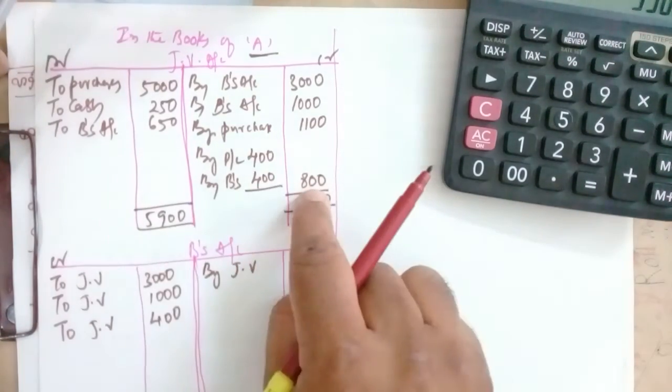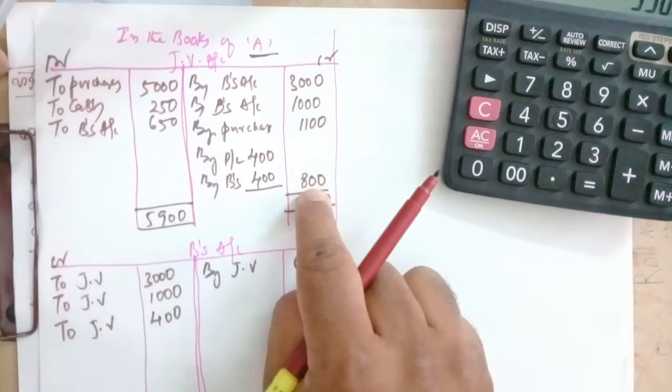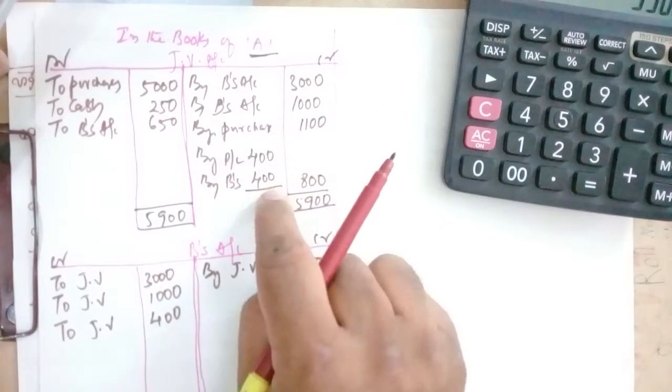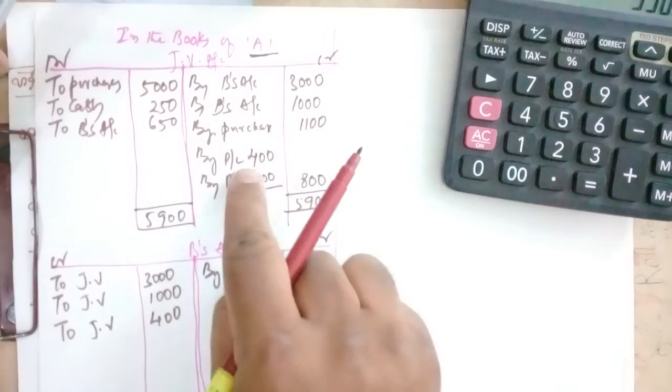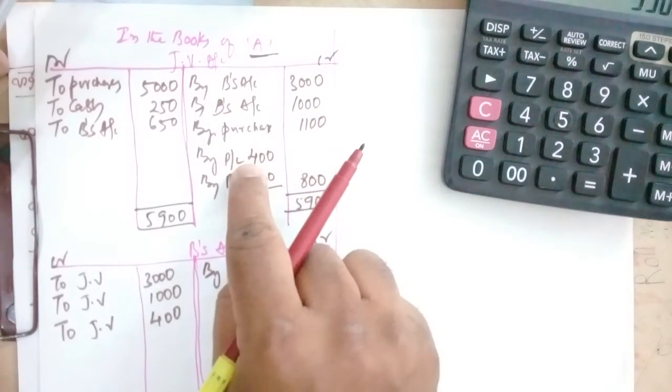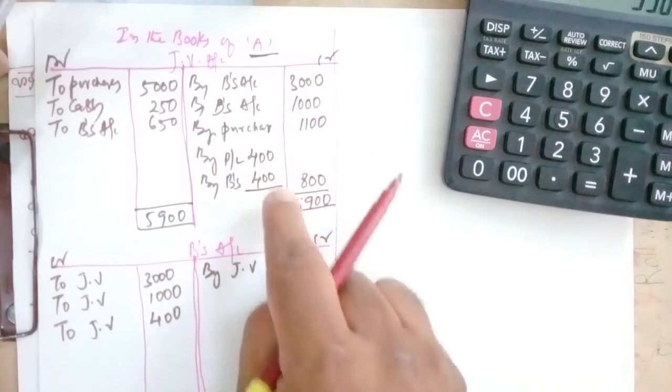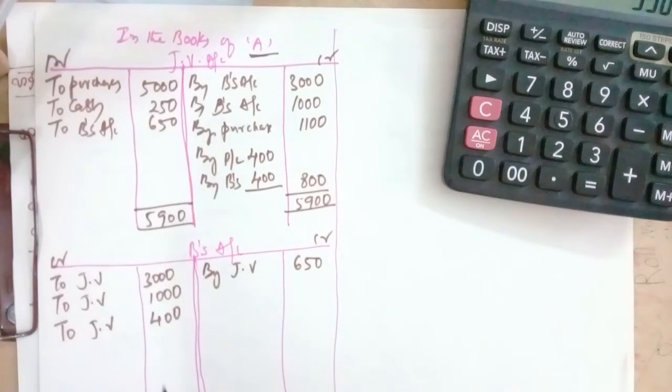So here we are incurring a loss of rupees 400 on the credit side, 800 on the credit side, that we have distributed equally as we are preparing in A's books. So we have transferred A's share to his P&L account, and B's share to B's personal account, right? Now close B's ledger account.